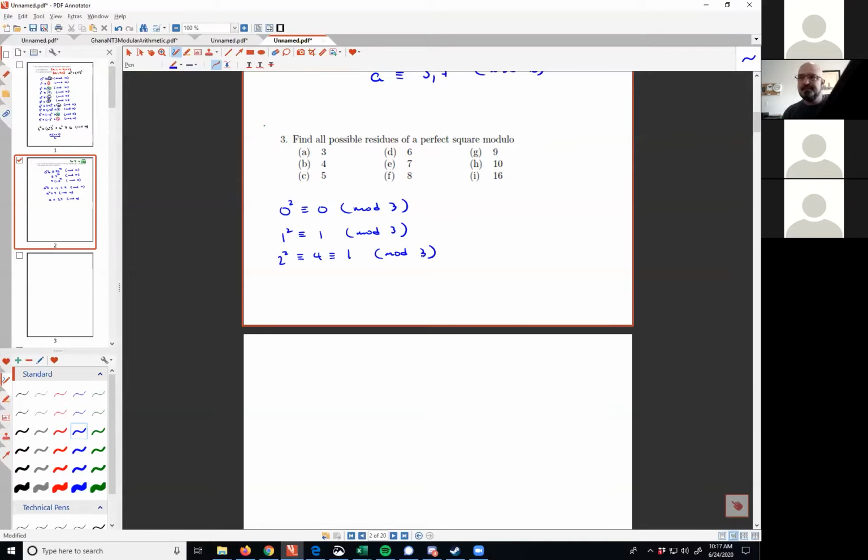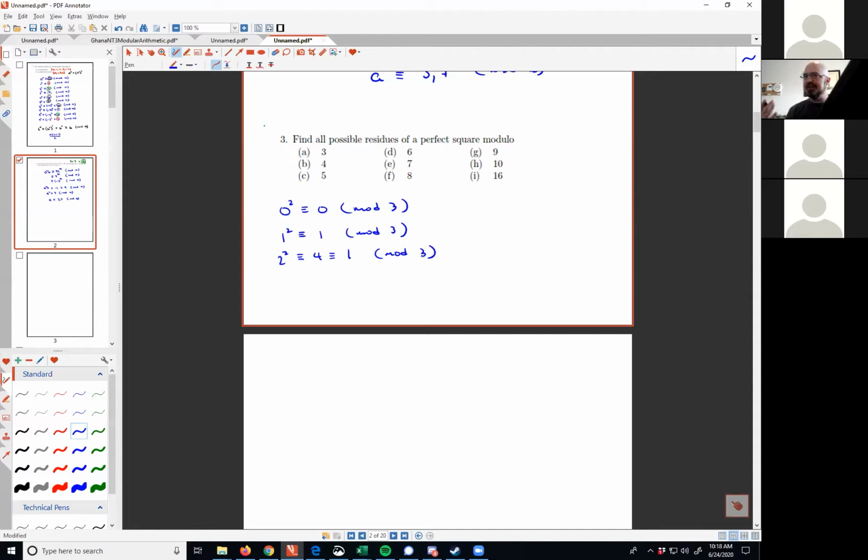Is it 0? 0 is possible. And 1? Yeah, we just go through all 3 possible cases modulo 3. We square 0, we square 1, we square 2. We have now squared all possible integers, at least modulo 3.